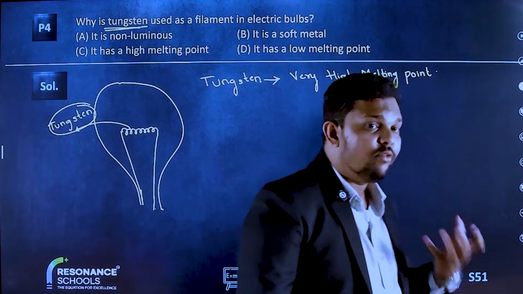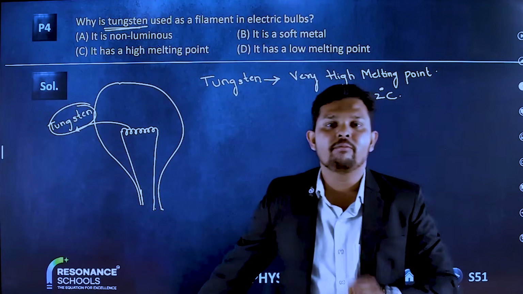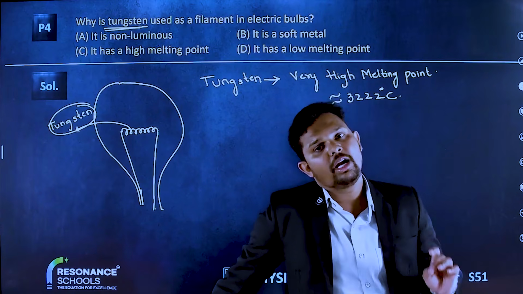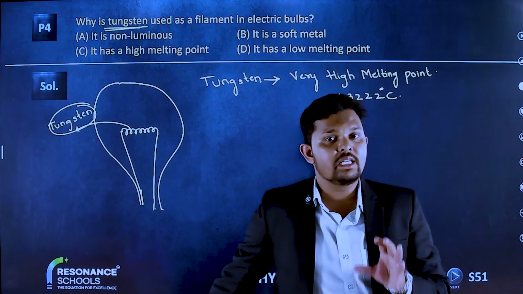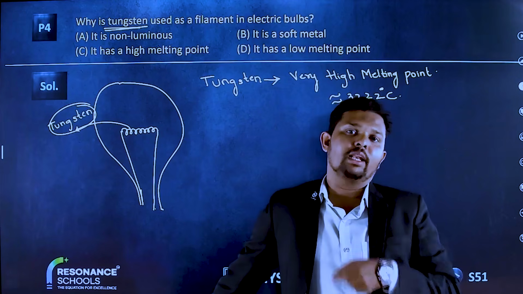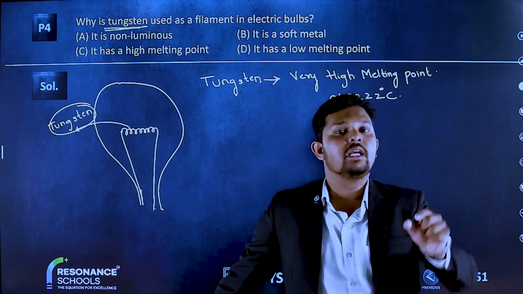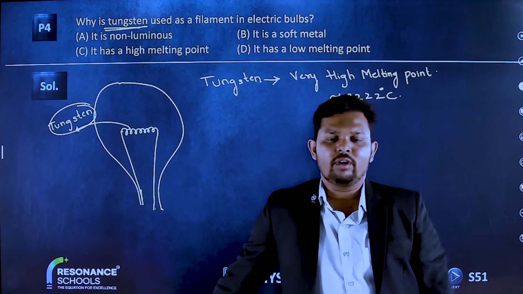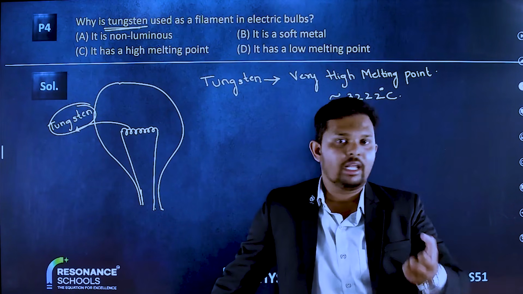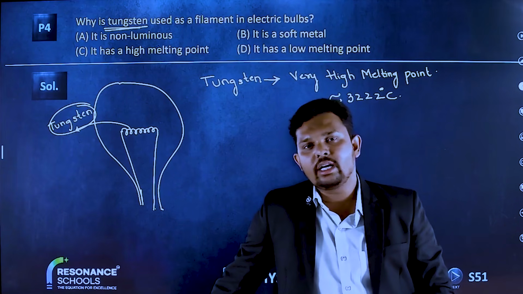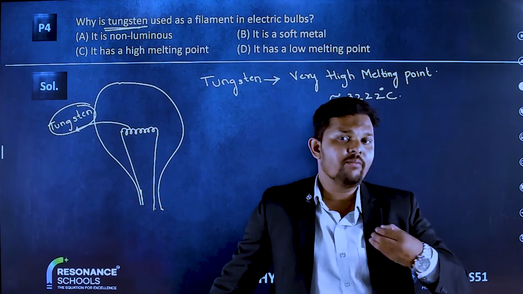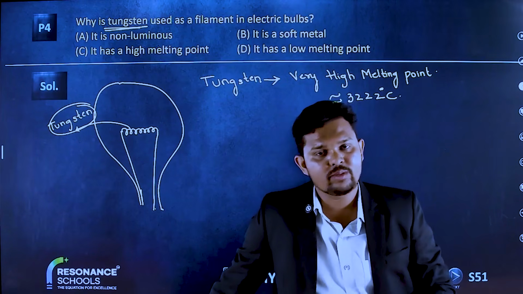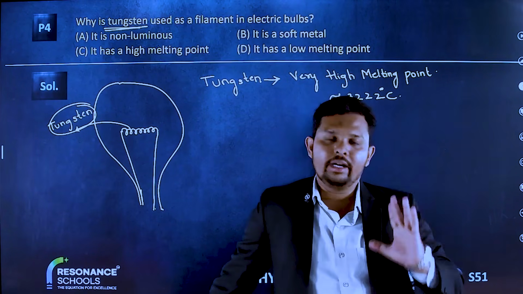That means if you are giving that much amount of temperature, 3222 degrees Celsius, then this filament, that is tungsten, starts melting. Let me give you one better example. If I take water and start boiling it, its boiling point is only 100 degrees Celsius. It's a liquid, that's why we call it boiling.